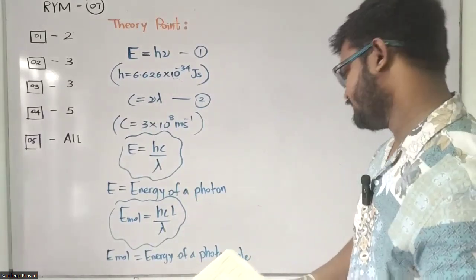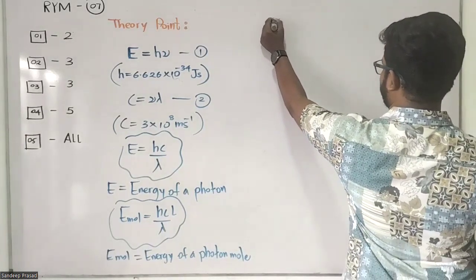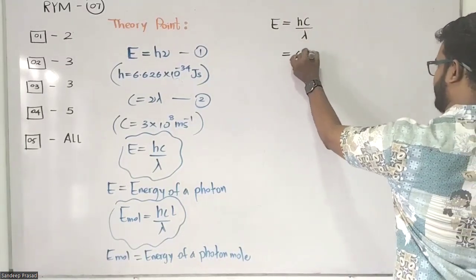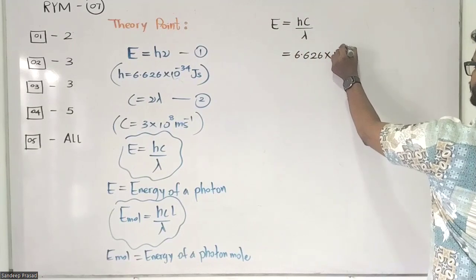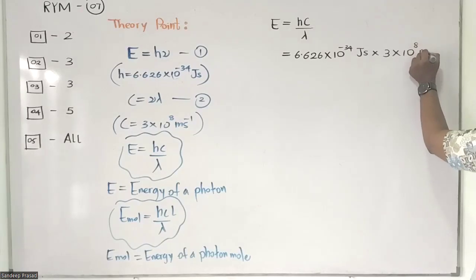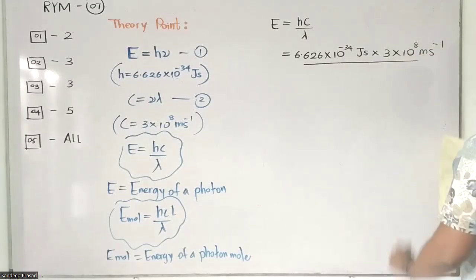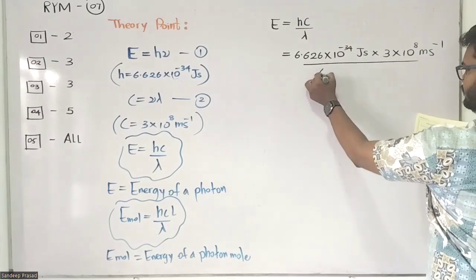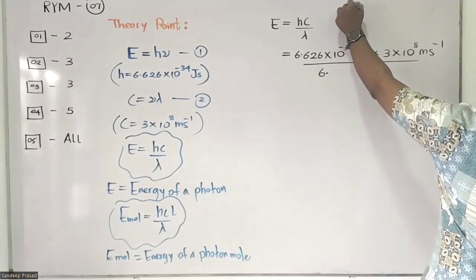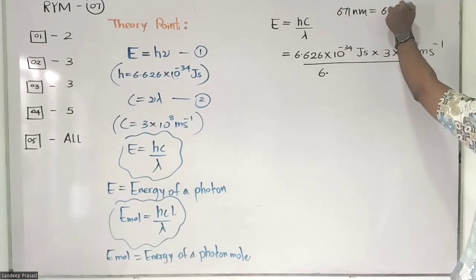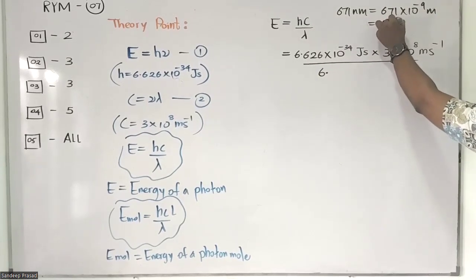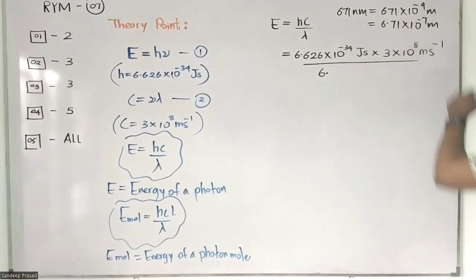Now here in this question, they're asking for the energy of a photon. They have given the wavelength. Very easy. We can use E equals hc over lambda. Planck's constant is 6.626 × 10 to the power minus 34 joule seconds. Velocity of light is 3 × 10 to the power 8 meters per second, divided by the wavelength, 671 nanometers. We know that 671 nanometers means 671 × 10 to the power minus 9 meters, and we can write this as 6.71 × 10 to the power minus 7 meters, right?